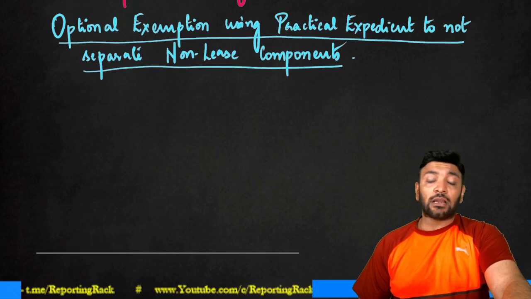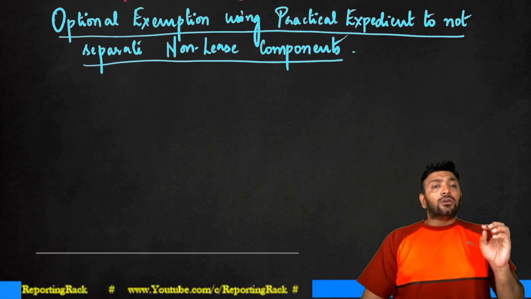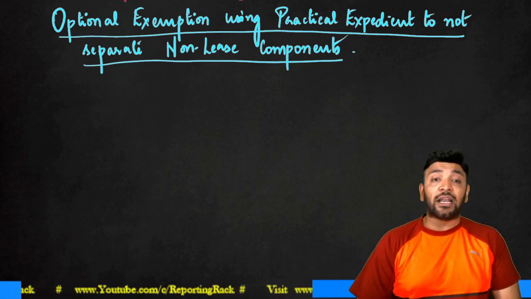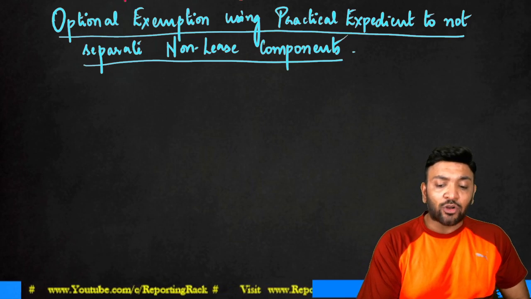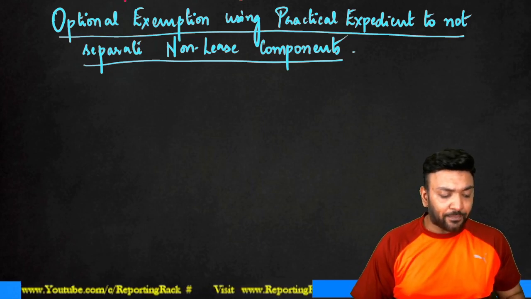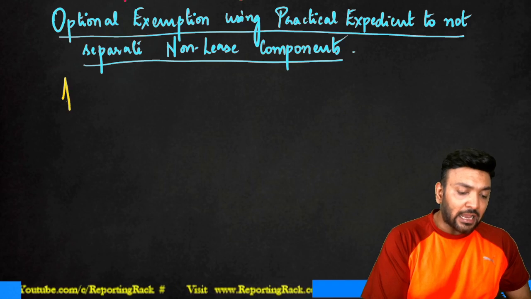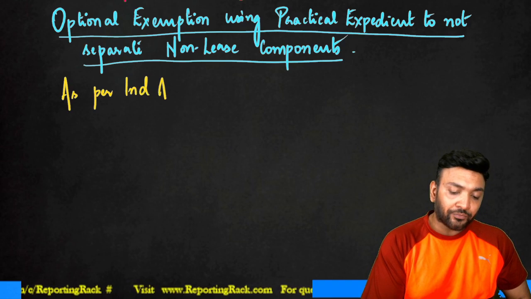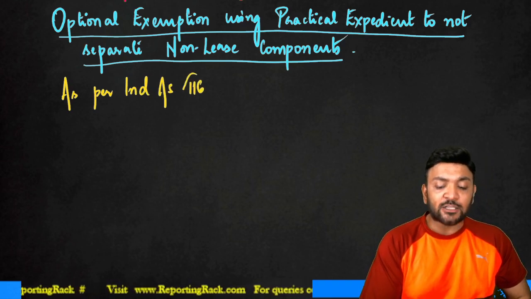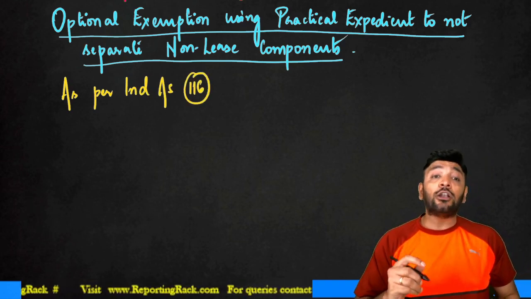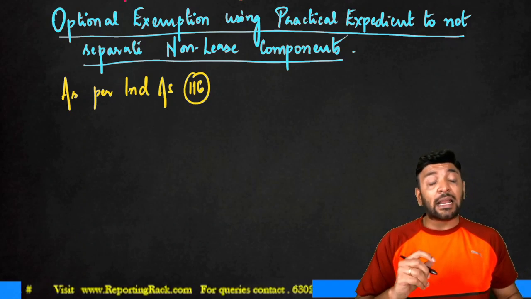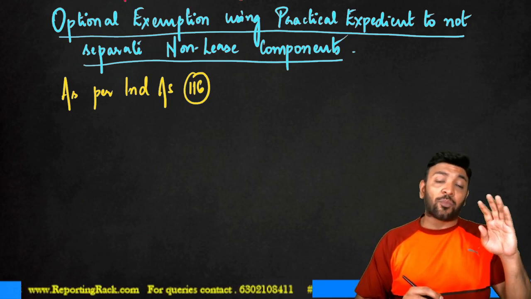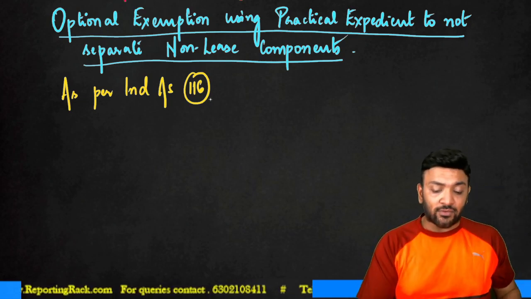What is this which I am talking about? So let's understand what is this optional exemption using practical expedient to not separate the non-lease component. Whenever I am talking about this logic, it says that as per IND AS 116, the practical expedient is a relief on not to separate the non-lease component, and they can be recognized as a single element of lease. Even though it includes a non-lease component, you can recognize it under IND AS 116.